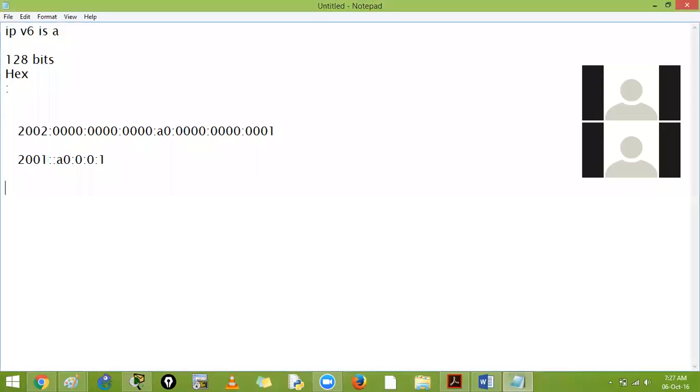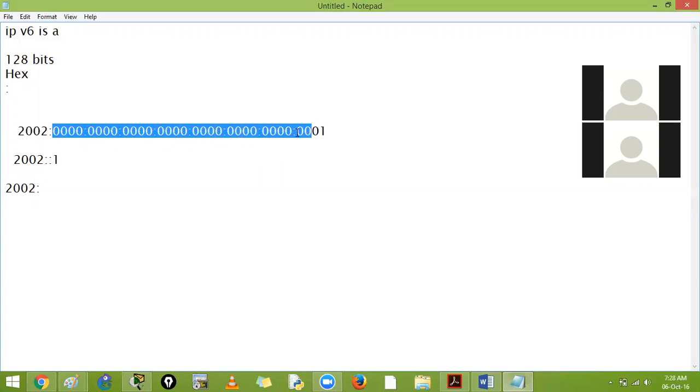So what if you say that there are all zeros in between? You can simply write it like this, 2002 for example, :: 1. It means the device will understand how many are there. There are 2 only. It means in between 2002 and 1, there are 6 hextets of zeros, and there will be one more. Sorry, I omitted 1, then 0001, like that.